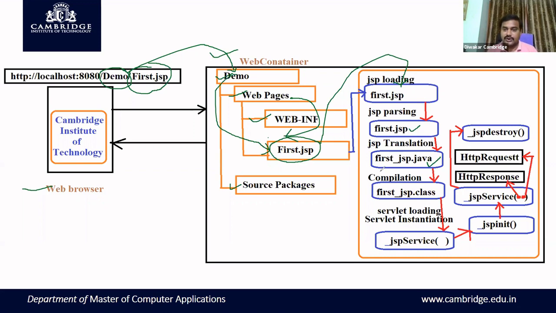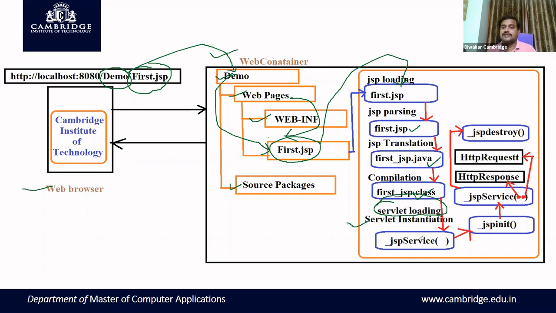Now you are going to compile this Java file. After compiling the Java file, what are you going to get? You're going to get first_jsp.class. This is what you call bytecode. So this particular servlet loading takes place. Servlet loading. After that, the servlet instantiation takes place, that is, you're going to create an object of this servlet.